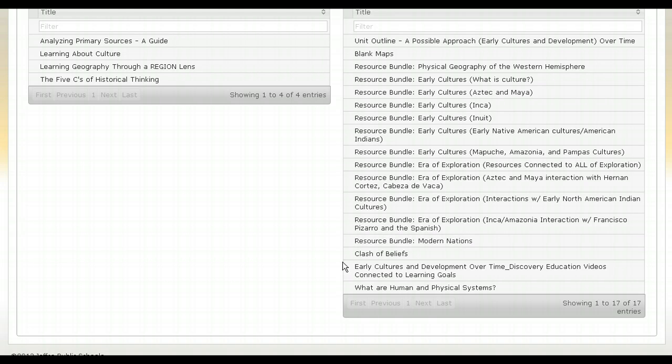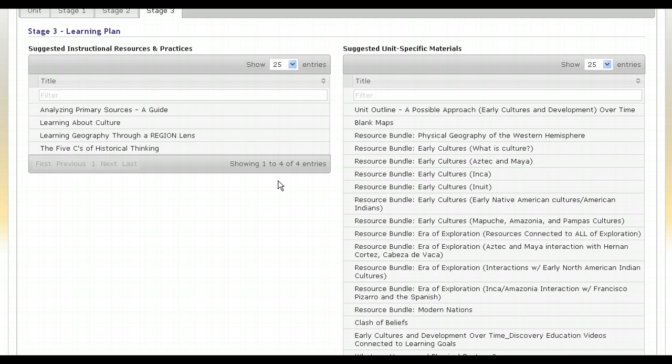Down here below, you're also going to see some other isolated resources to support you. Those of you that don't know the difference between human and physical systems, this might support you here. Over here on the left, you're also going to see some things to help inform your instructional practice. If you're learning to think historically with students, this 5 C's of historical thinking is a great thing to help you think about this idea of learning about culture. And for students who are going to be analyzing primary sources, here's a guide to help you understand what that might look like.